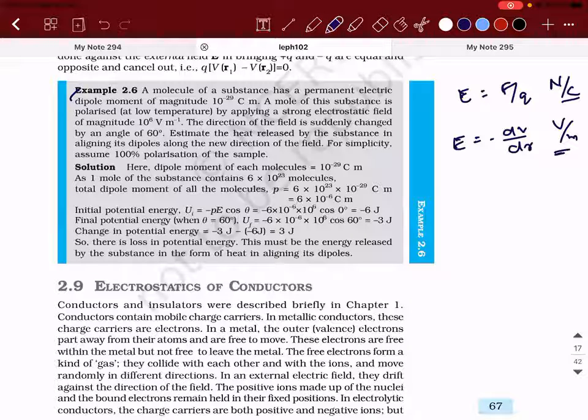So indirectly, what are you supposed to calculate? Calculate the energy of the system. You have all the data that is required. Question is big, but answer is one step. So you have dipole moment, you have electric field, and you have the angle. Just apply the formula, you'll get the answer.